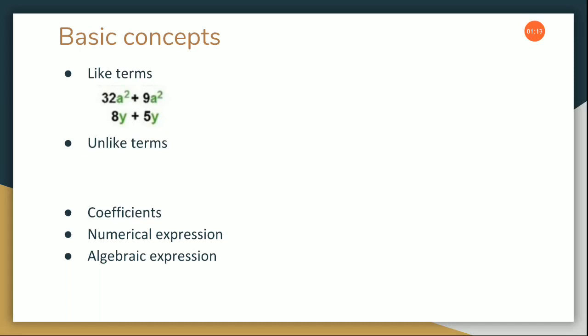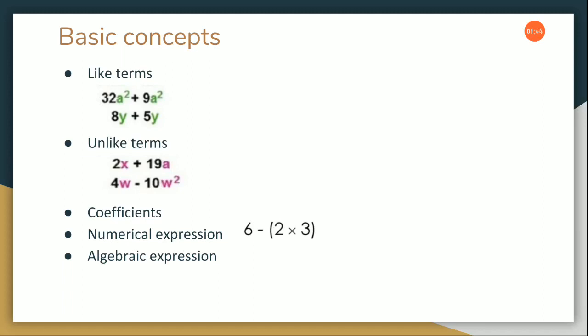Now look at this example. 32a square plus 9a square. The variable a square is same in both the terms, so it is called as a like term. Okay, now unlike term. 2x plus 19a. The variable here is x, and in the next term the variable is given as a. That's why we call it as a unlike term. Next one, coefficient. The value of that variable is called as a coefficient.